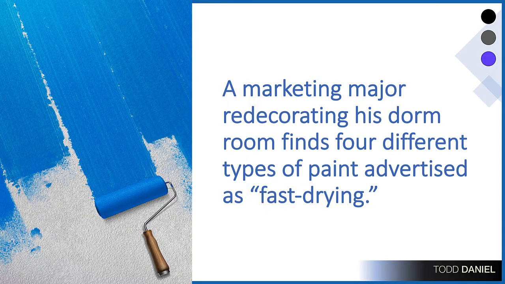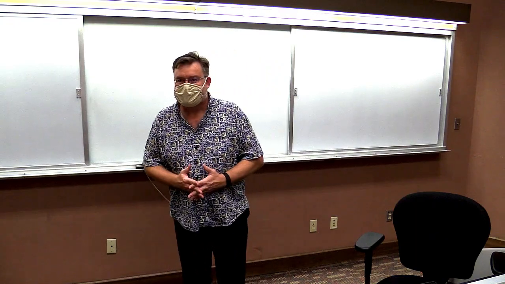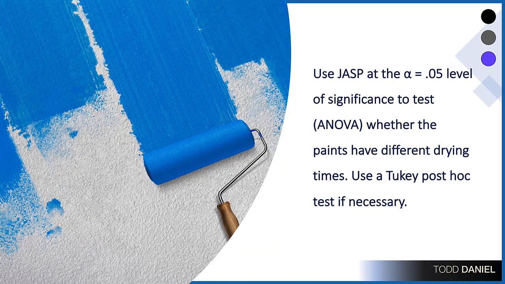A marketing major, redecorating his dorm room, finds 4 different paints advertised as fast drying. So as scientists, we want to know, does the marketing match the hype? So he gets 5 samples of each of the paints and records how many minutes elapsed until the paint was dry enough to apply a second coat. How long does it take for these paints to dry? So your assignment then is to use JASP, the alpha equals 0.05 level, to test whether the paints have different drying times. And if so, use a Tukey post-hoc test.